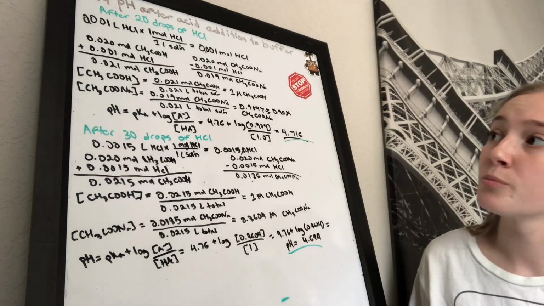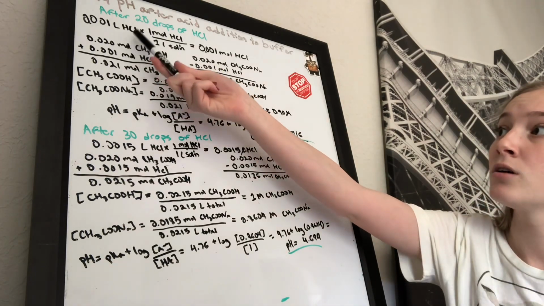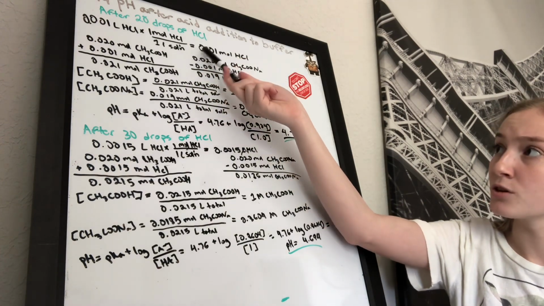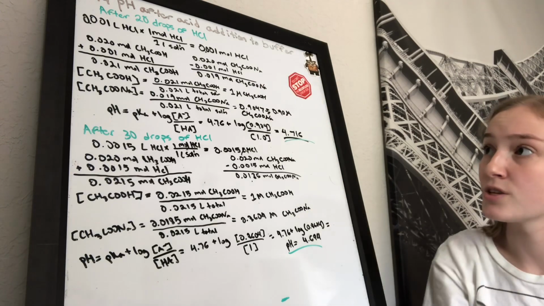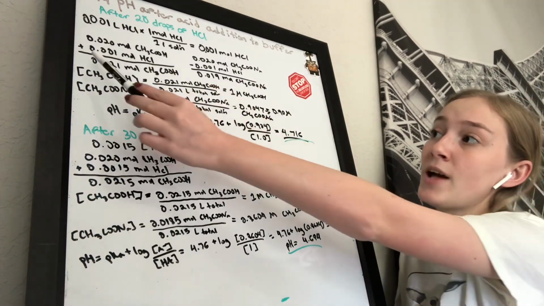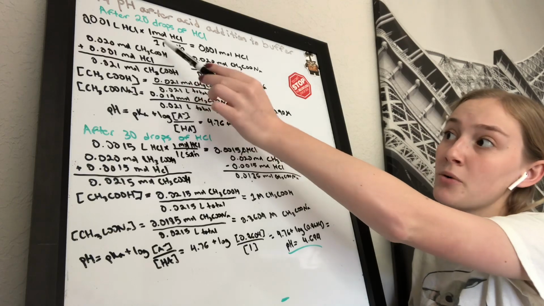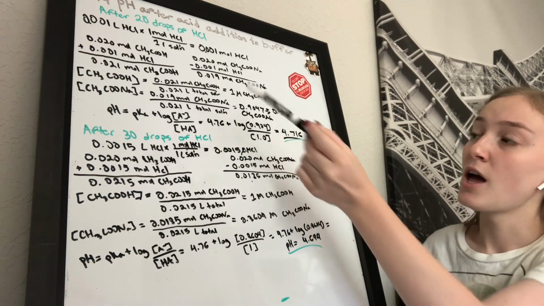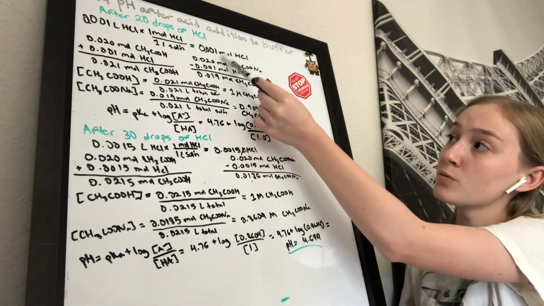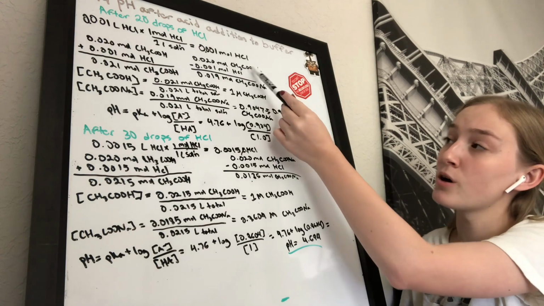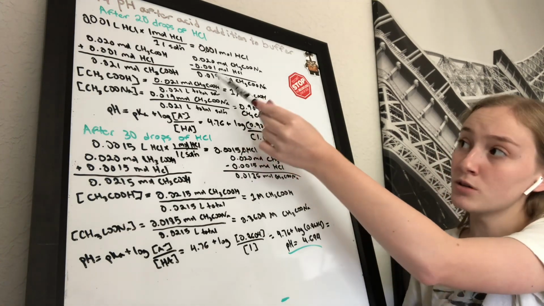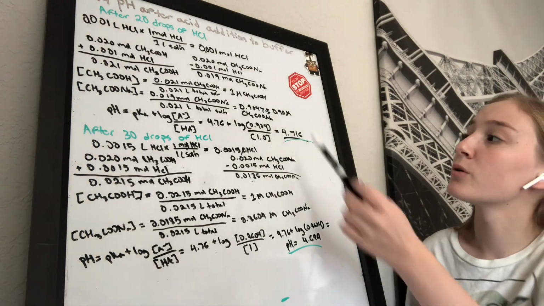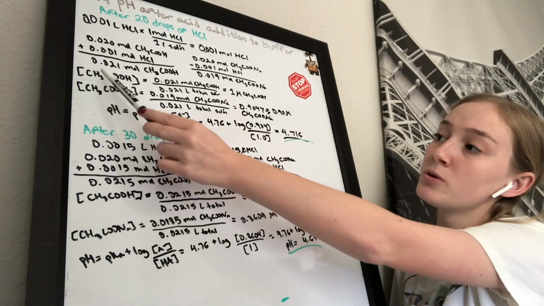So you're going to start out with 0.001 liters of HCl, and then multiply that by 1 mole HCl over 1 liter solution. Then you get 0.001 mole of HCl. Then you take that number and add it to the starting amount of CH3COOH to get 0.021 mole of CH3COOH. And then you subtract it from the number you got from the CH3COONa, and you get 0.019 mole of CH3COONa.